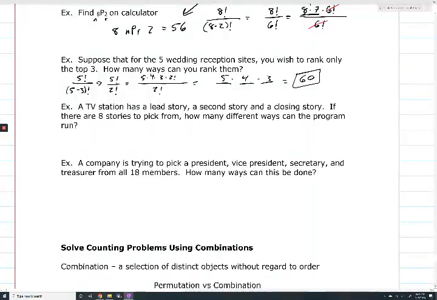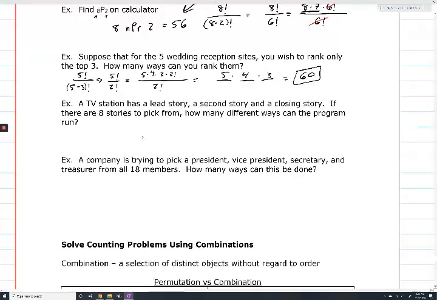So we have 3 stories. We have a lead, a second, and a closing story, and we have 8 stories to pick from. So lead, second, closing, 8, 7, 6. And that brings me to 336.